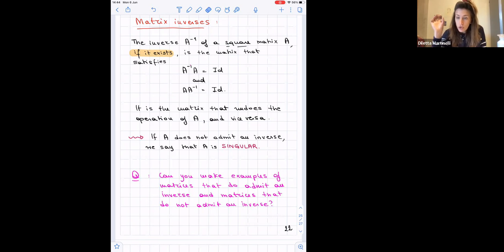You don't have an inverse all the time. But if you have a matrix that admits an inverse, then you say that the matrix is regular. If the matrix does not admit an inverse, then you say that it's singular. So a priori, there's not an inverse every time. And maybe, to conclude, if people have examples of matrices that admit or do not admit an inverse, maybe with respect to some of the operations that we considered in the afternoon.